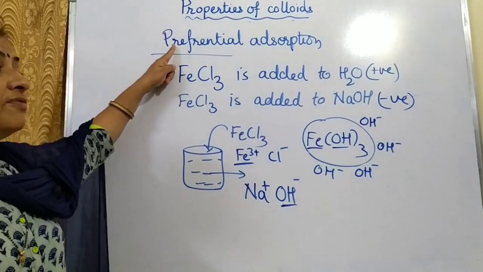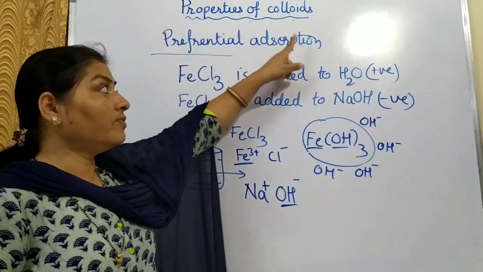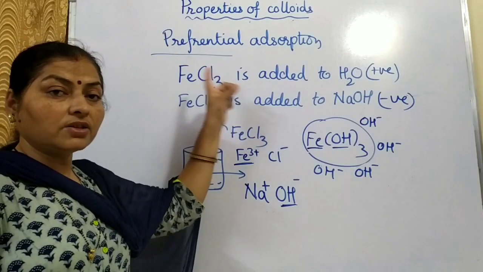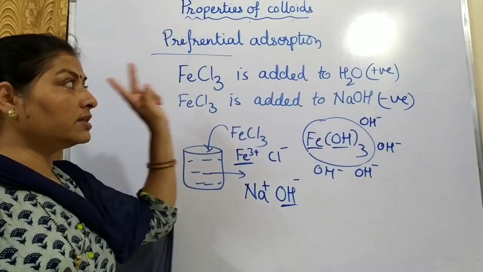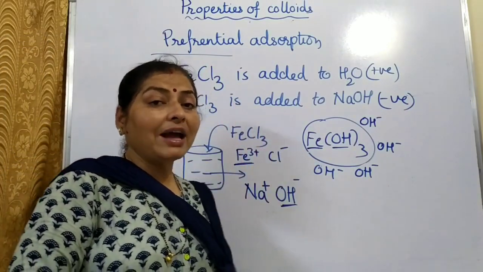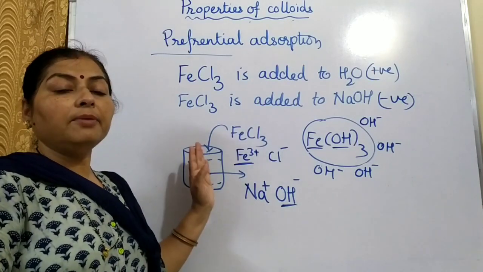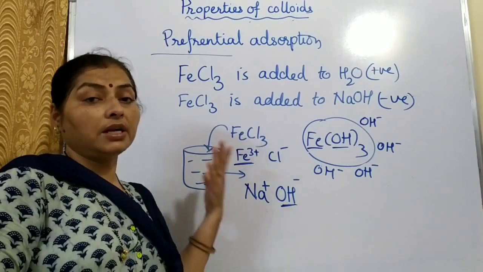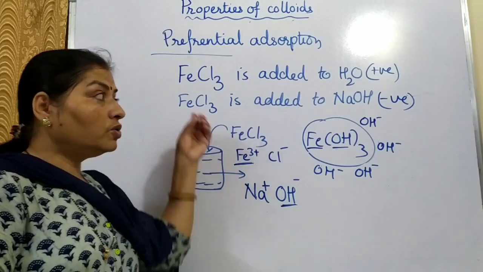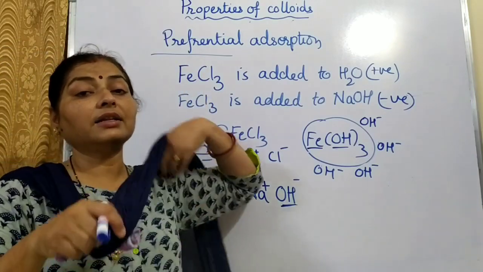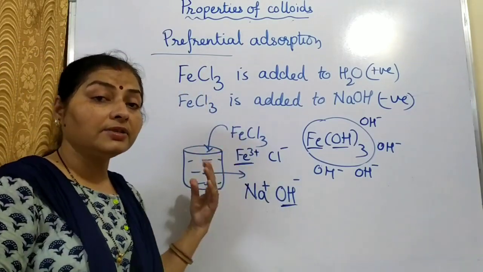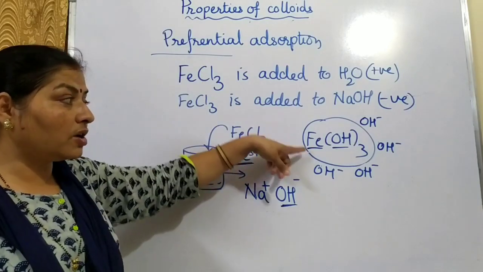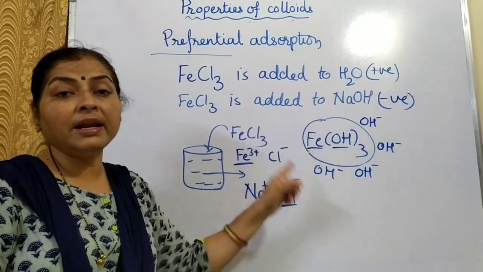This is known as preferential adsorption of ions on the surface of the salt particles or on the surface of the colloidal particles. Why preferential adsorption? It will depend on the procedure, how we are preparing the salt, to what extent the ions are present, which ion is more in concentration, that will get adsorbed, and that ion has to be a common ion.